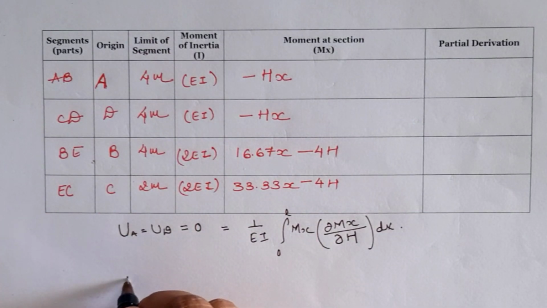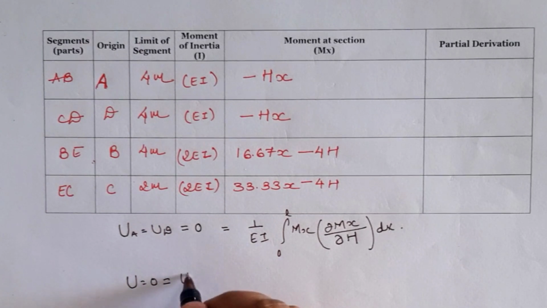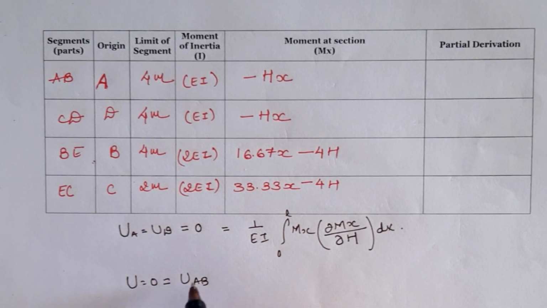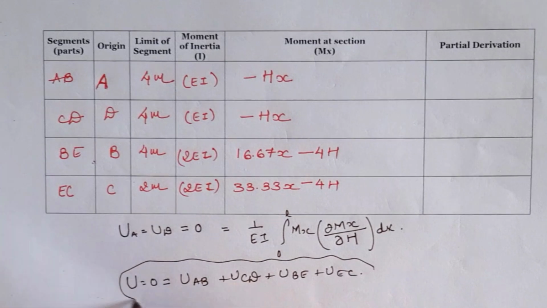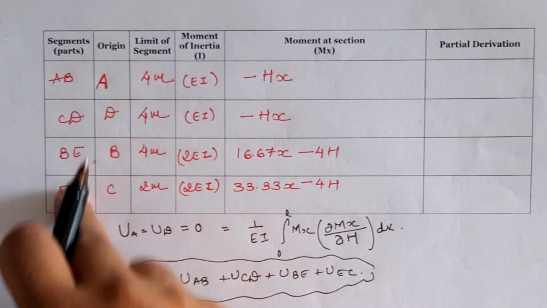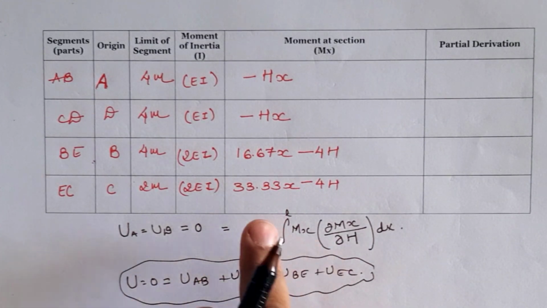So total strain energy, which is 0, is equal to the summation of all these segmental strain energies: UAB, UCD, UBE and UEC. So we have to first calculate all the segmental strain energies, sum them up, and equate the total to 0 to find out the value of H.